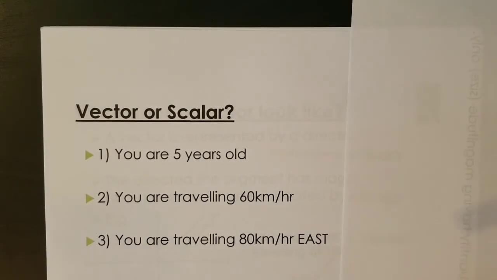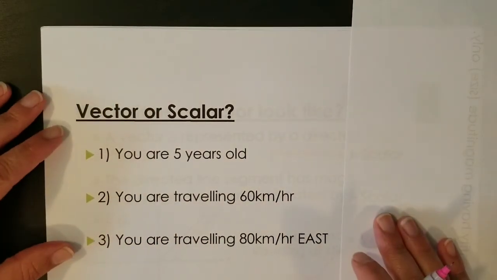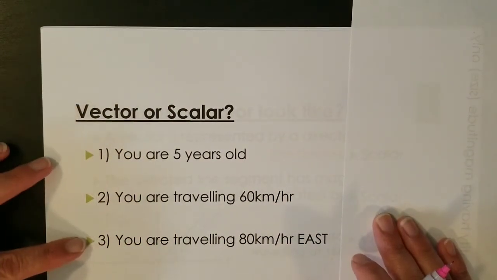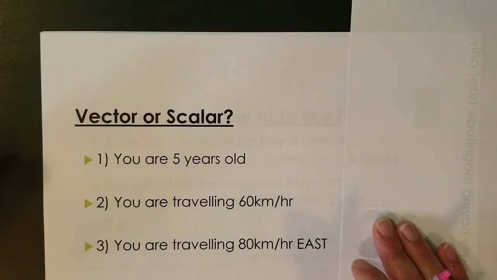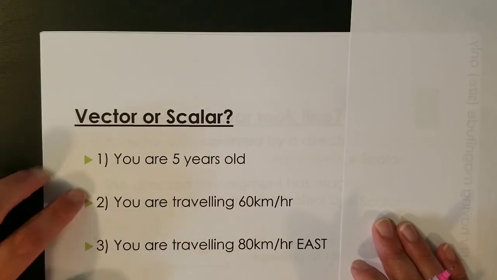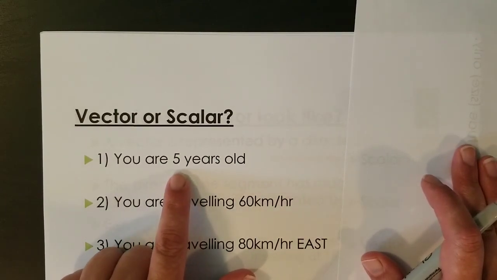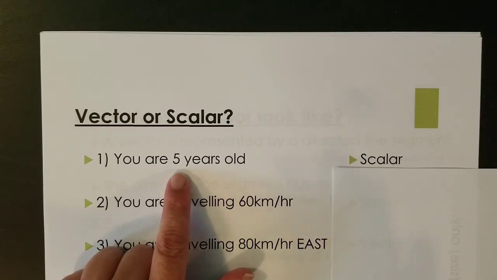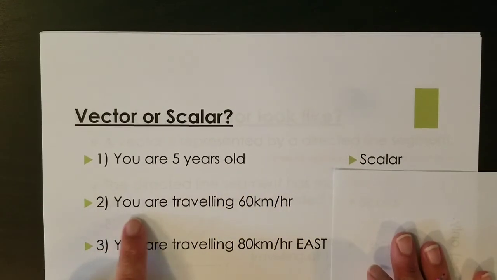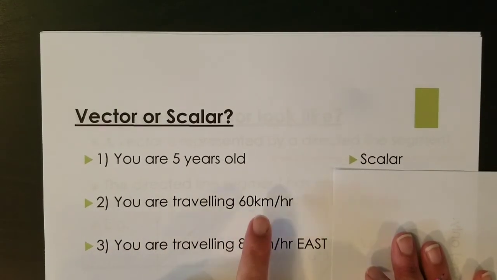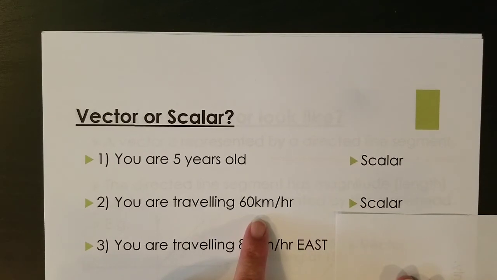So it's probably important to take a look at whether you can identify which things are vectors or which things are scalars. The first one: you are 5 years old. That 5 has a quantity, it has a magnitude, but it doesn't have a direction associated with it, so that's a scalar. You're traveling 60 kilometers per hour. There we do have a quantity, we have a size or a magnitude of 60, but we don't have a direction. So that's also a scalar.